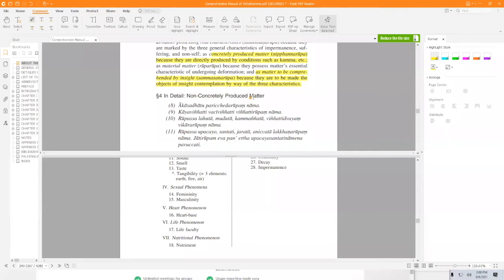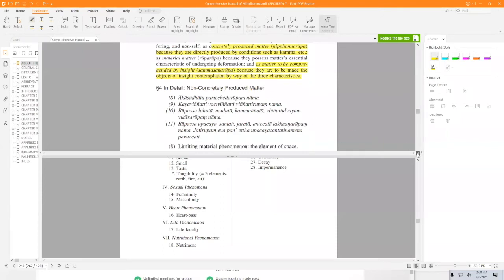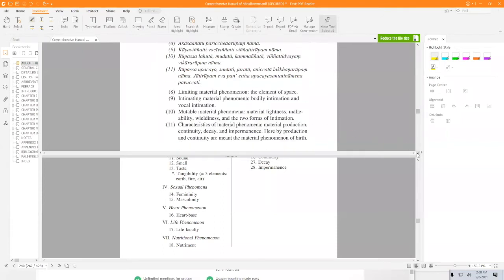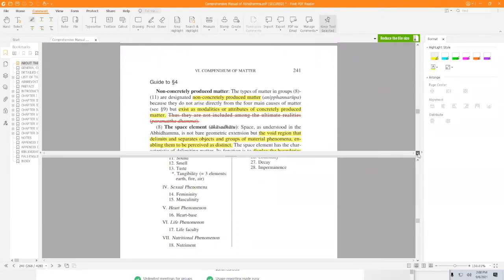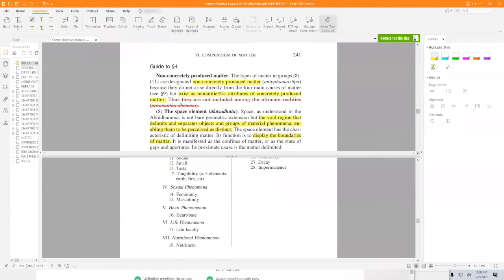Okay, now we come to the other types of matter, which are called non-concretely produced matter. As we'll see, these have an even more derivative nature than the types of derived matter that we've just gone through. Again, I will use the explanatory guide where we have more details.